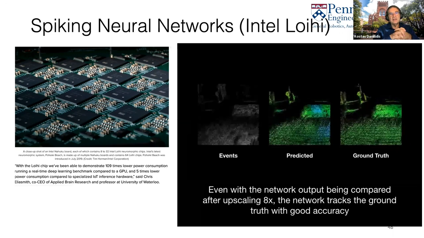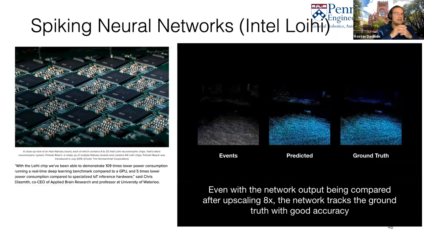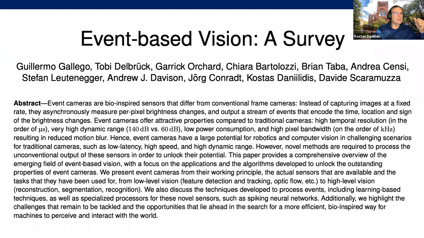Or there might be some other architecture that will process them more efficiently than a GPU, because in the current GPUs we lose the asynchronous nature of the sensor, and we do a lot of wasted computation. Together with several other people in event-based vision, we edited this survey article that appears in IEEE PAMI.